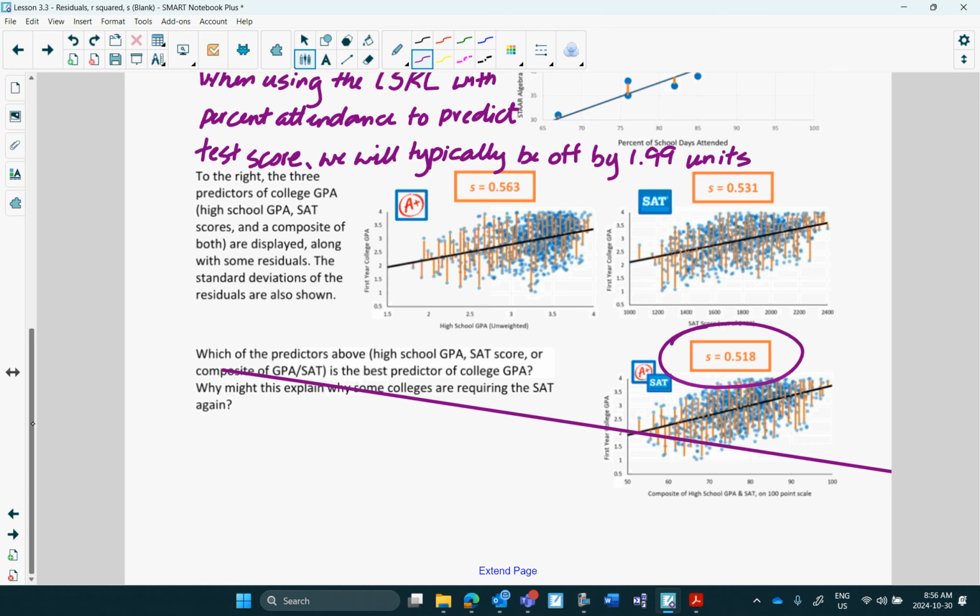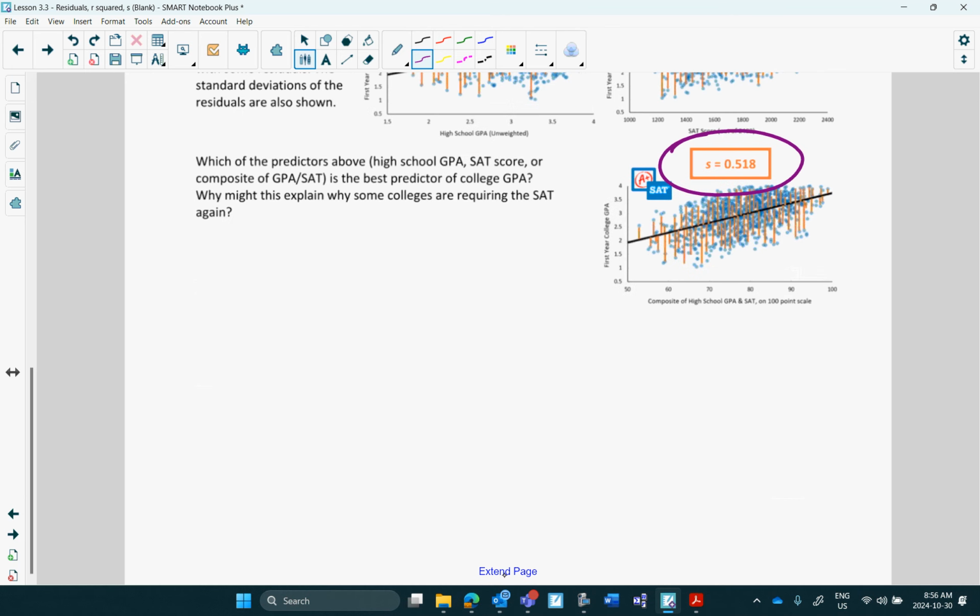So we would just say composite score, because it has the lowest S value. So it makes an argument for bringing back SAT and ACT scores because those standardized tests, along with how well you do in high school, seem to be the best predictor. Okay.